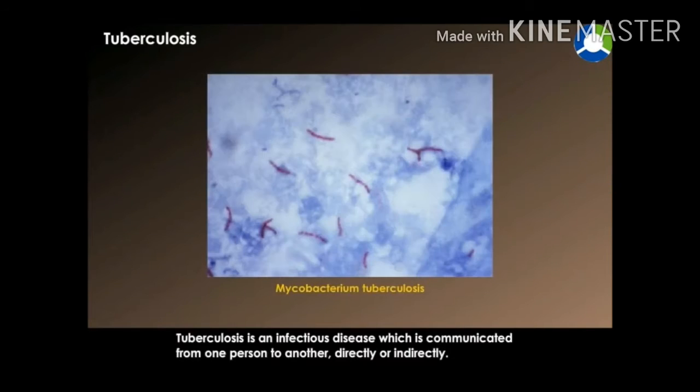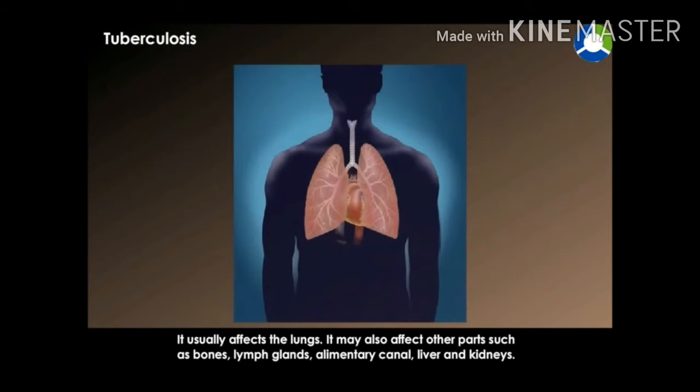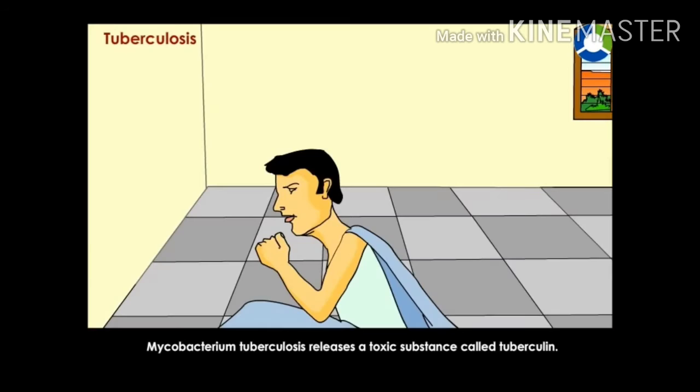Tuberculosis. Tuberculosis is an infectious disease which is communicated from one person to another directly or indirectly. It can also be contracted from animals like cattle. It is caused by the bacteria Mycobacterium tuberculosis, which was first identified by the German scientist Robert Koch. It usually affects the lungs. It may also affect other parts such as bones, lymph glands, alimentary canal, liver and kidneys.